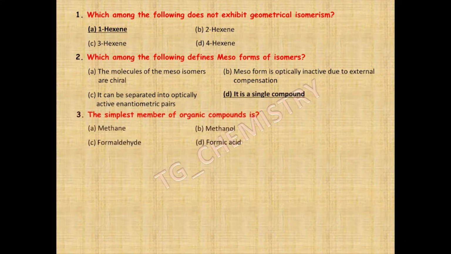Next one is, the simplest member of organic compounds is. So we know that organic compounds are made up of carbon and hydrogen initially, and they can have heteroatoms in addition to that. So what is the simplest example for that one? With the options given over here, you will understand that option A, methane, is the correct answer.